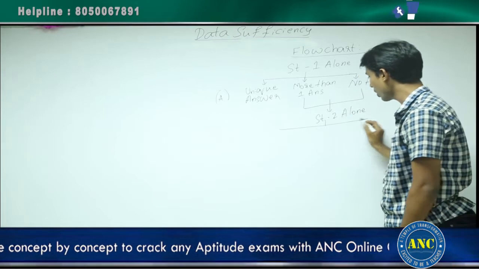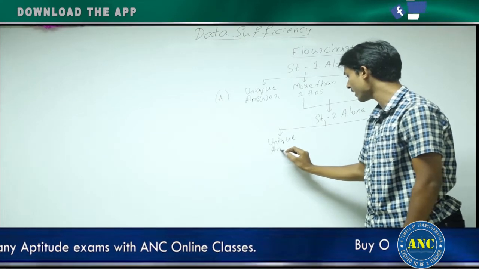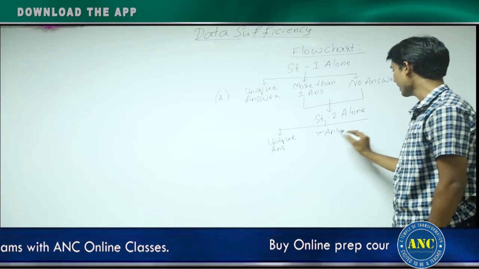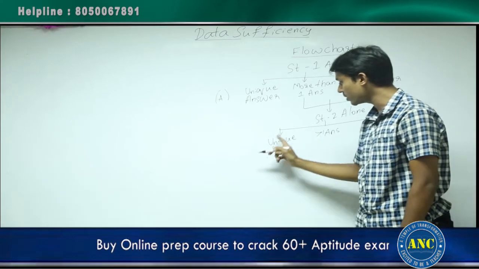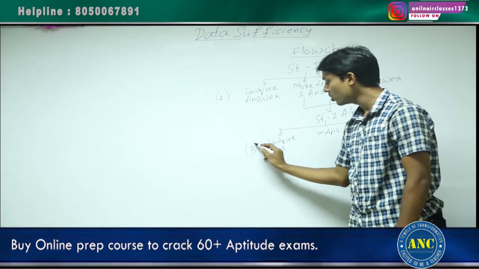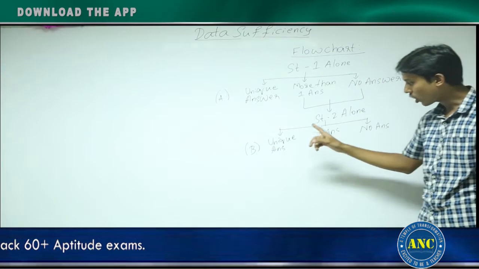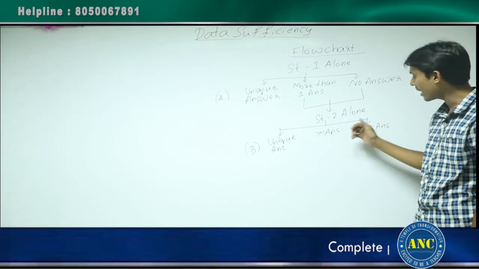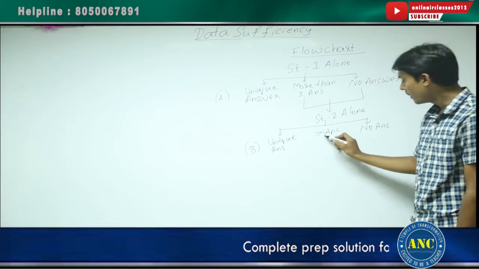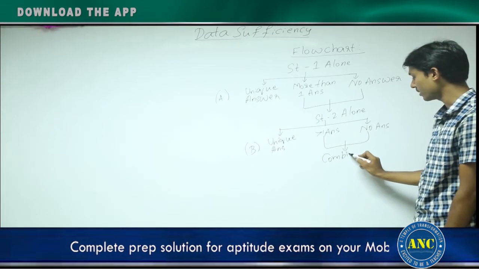Similarly, in statement 2 alone, you will have three possibilities: unique answer, more than one answer, or no answer. When you are taking statement 2 alone, if you are getting a unique answer, your answer option is option B. If you are getting more than one answer, or no answer, then only you need to combine both the statements.